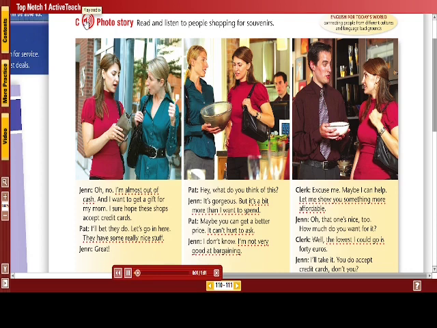Page 111. Exercise C. Photo story. Read and listen to people shopping for souvenirs.